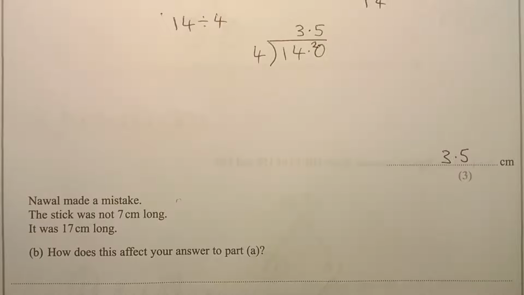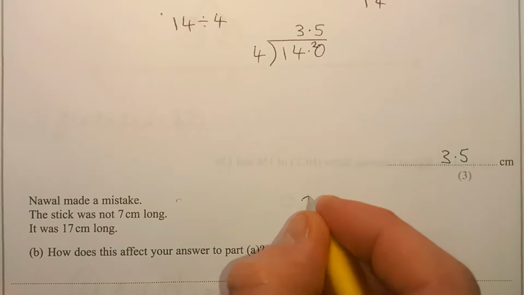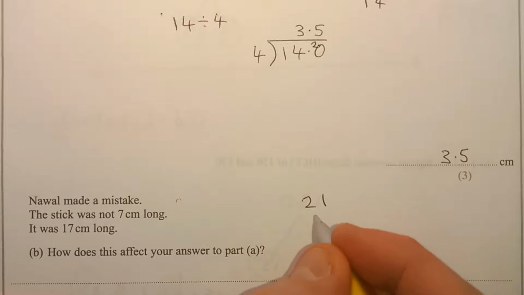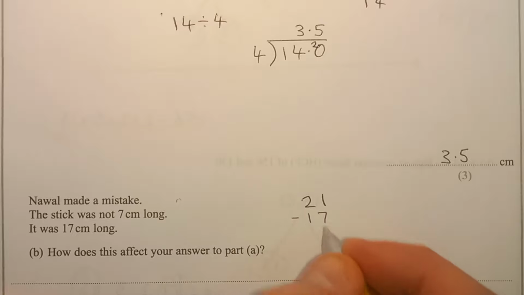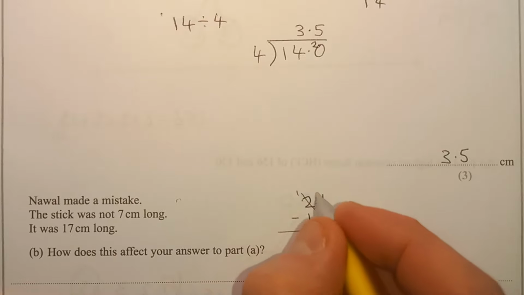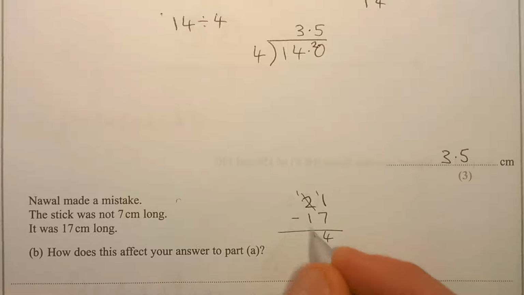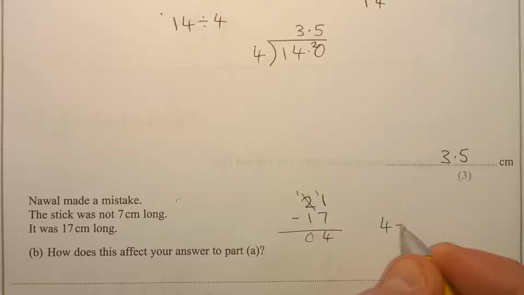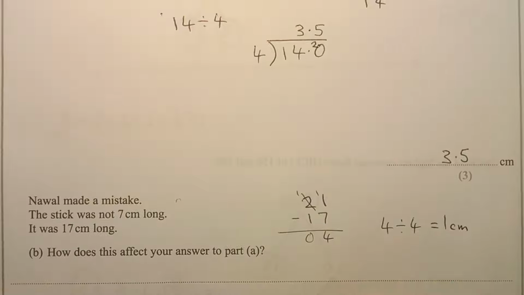Now I made a mistake. The stick was not 7 centimetres long. It was 17 centimetres long. How does this affect your answer to part A? Well, instead of 21 minus 7, we would have done 21 minus 17. So we'd end up with 11 minus 7, which is 4. 1 minus 1 is nothing. So we'd just have 4, which we'd need to divide by 4. So we'd end up with a mean of 1 centimetre.